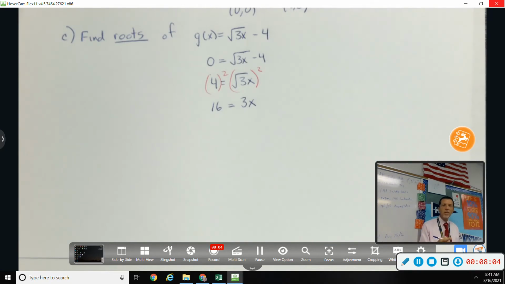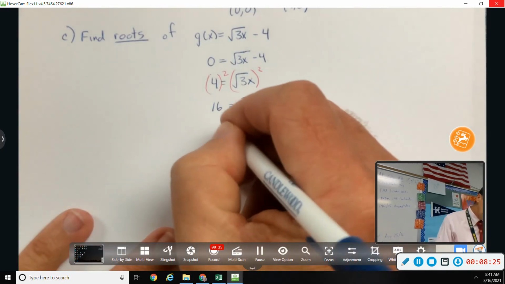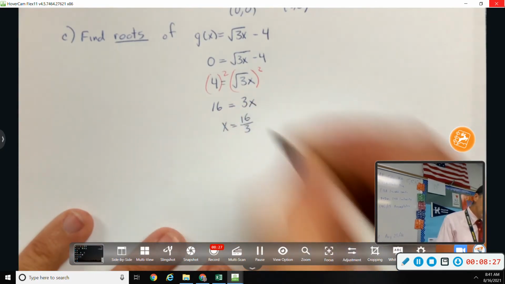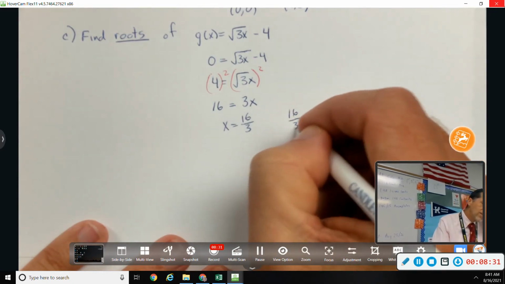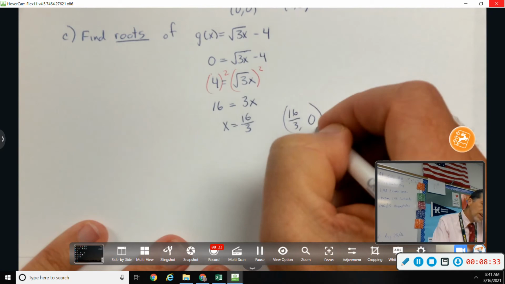No. Well, so what am I thinking about? When do we put the plus or minus on? When you put the square roots on, then you put a plus or minus on there. So if you square both sides, you're fine. You don't have to worry about it. If you square root both sides, that's when you do the plus or minus. So x equals 16 thirds, which means the point is 16 thirds, comma 0.